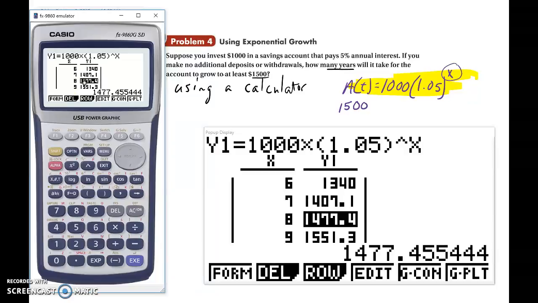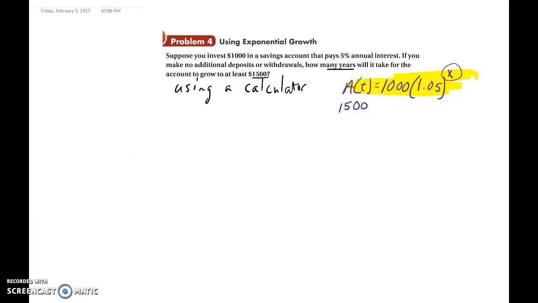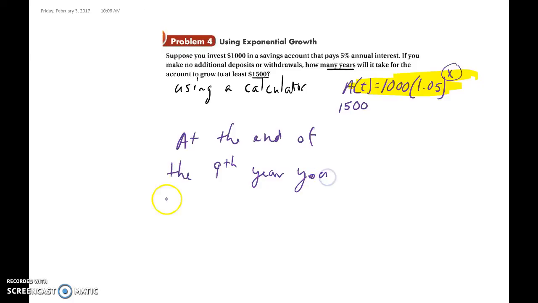So since the interest is paid annually, at the end of the 9th year, we will get the $1,500. So the answer would be, at the end of the 9th year, you will get 1,500. All right, so that is your final answer for this question. It says it will take approximately 9 years.